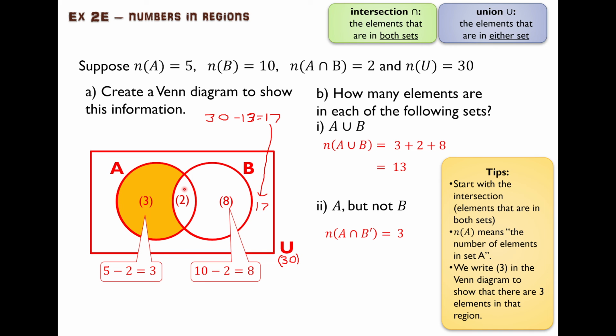So, to summarize, my tips here are to start with the intersection. So that is the elements that are in both sets. So it's easier to start with this fact than the other ones. N of A, N bracket A bracket, means the number of elements in set A. And we write bracket 3 bracket like this to show that there are 3 elements in that region, even when we might not know what those elements are. Maybe they're A, B, and C, or 7, 9, 10. The important thing is that there are 3 in that region.